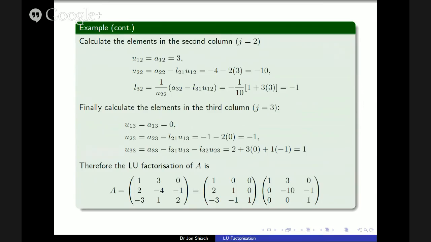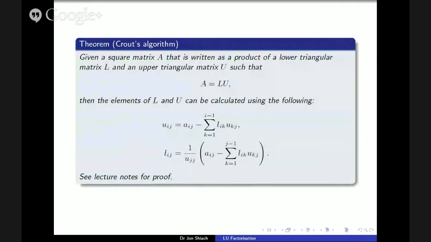The question was asked, what row operations are we using in Crout's algorithm? We're not. In Crout's algorithm there are no elementary operations. We've replaced row operations by these summations here. If somebody wants to prove that, how do you prove that?